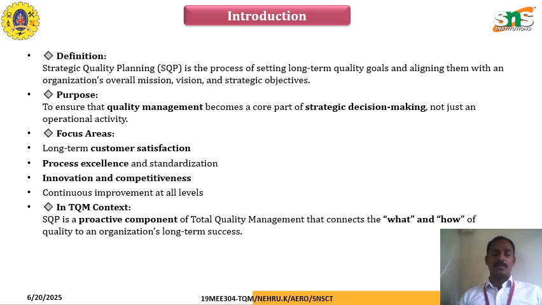Here the industry or organization is going to focus on the main parameters: customer satisfaction, process excellence, and standardization. Also, in R&D they have to do some innovations and address competitiveness related issues. They have to solve these periodically, and they also follow continuous improvement at all levels of the products. So in the TQM context, strategic quality planning is a proactive component of TQM. It connects the what and how of quality to an organization's long-term success.